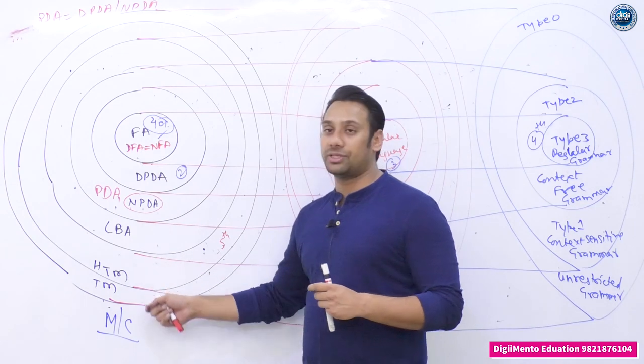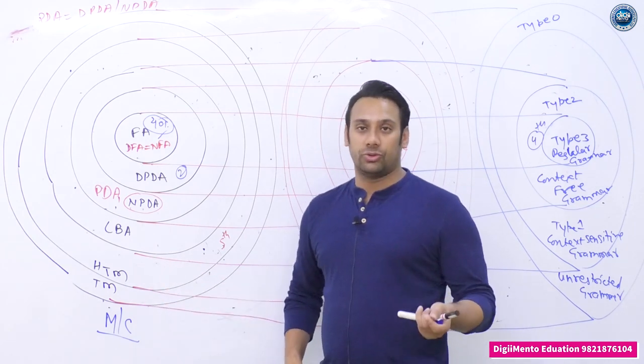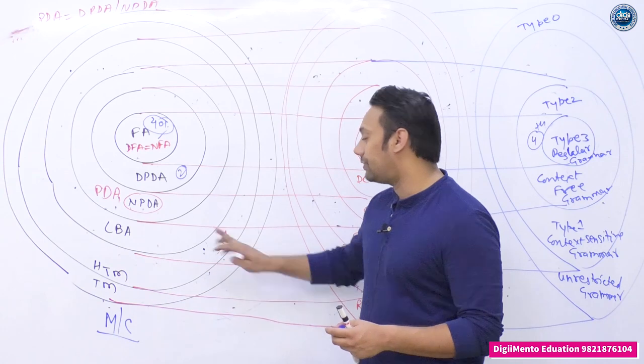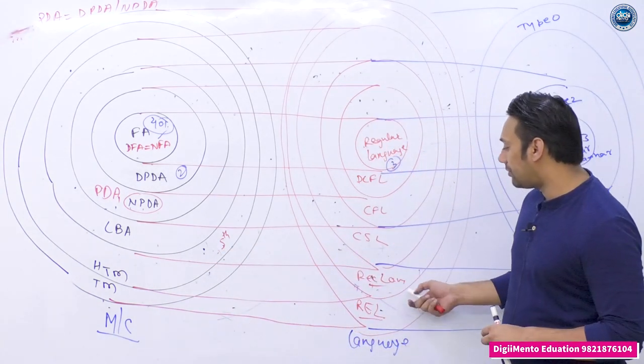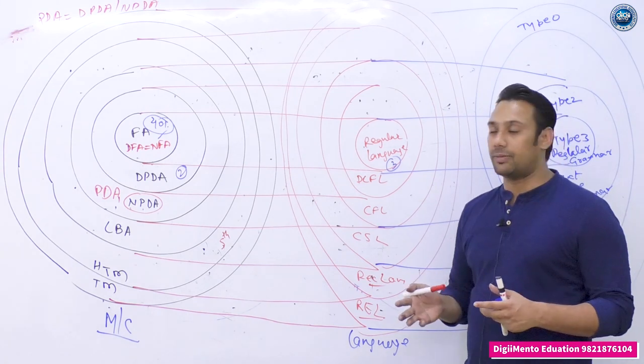One is your Halting Turing machine, then is your just Turing machines which might not be halting. So this will be your fifth topic. And after this fifth topic, I'm going to cover what is the difference between recursive languages and recursively enumerable languages.